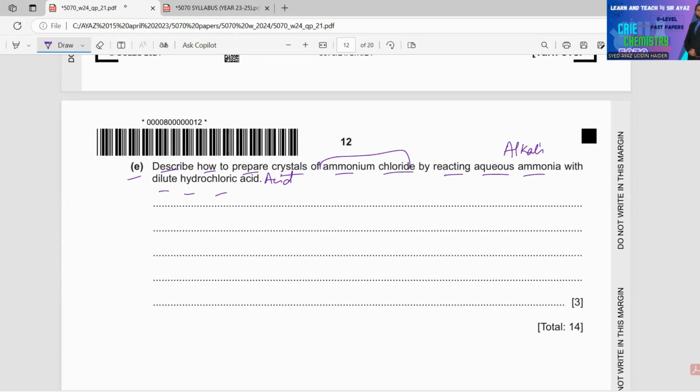You can write any three from these. First, I will start with titrate aqueous ammonia with HCl. Repeat without indicator. We need to add an indicator in order to obtain the neutralization or end point. Repeat without indicator.